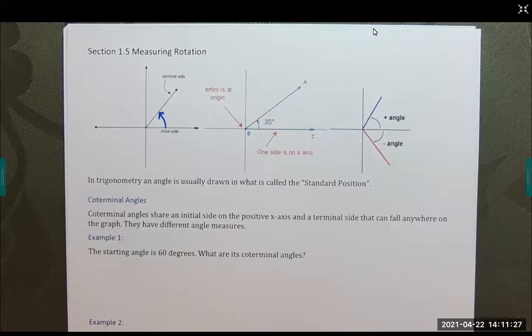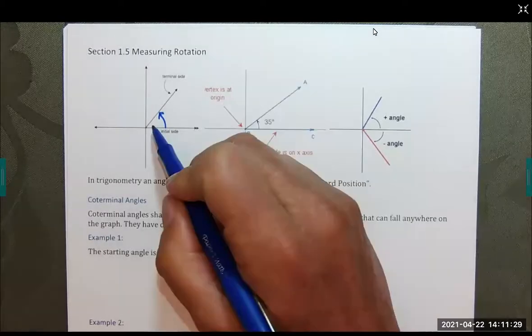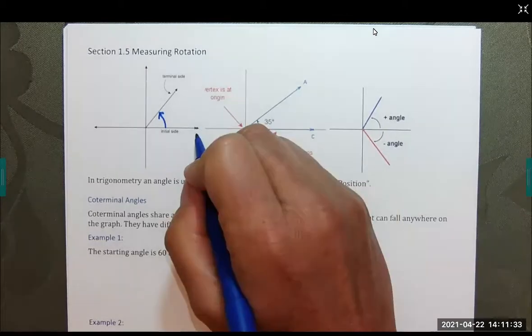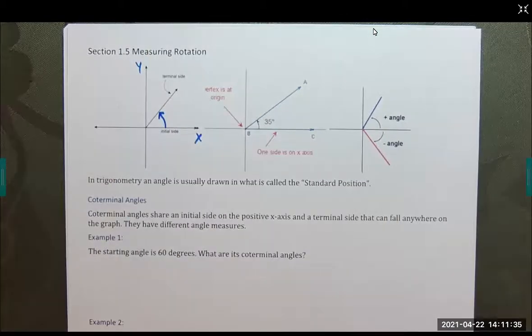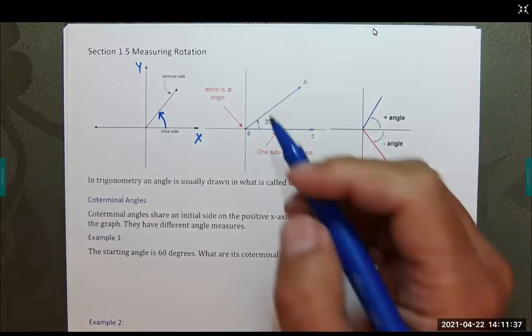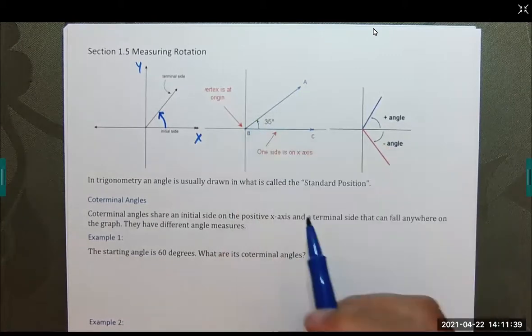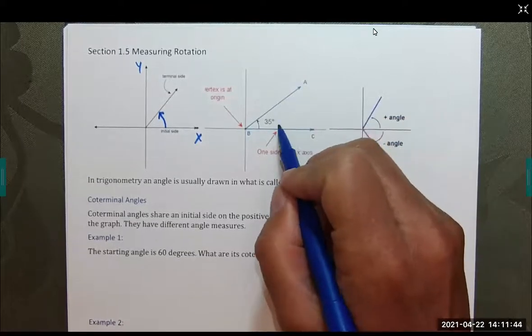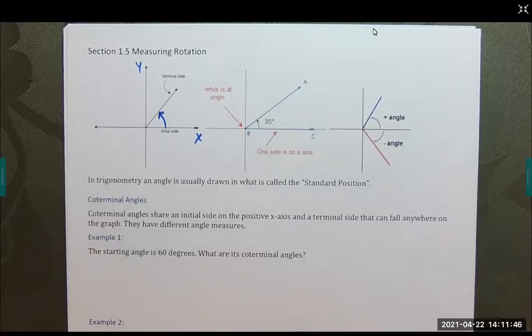Hit the terminal side, you can see here. And this is our standard XY axes. Now the vertex, when it's at the origin, that's again part of standard position. And again, the angle is going to go counterclockwise. So this is a positive 35 degrees as we're looking at this.